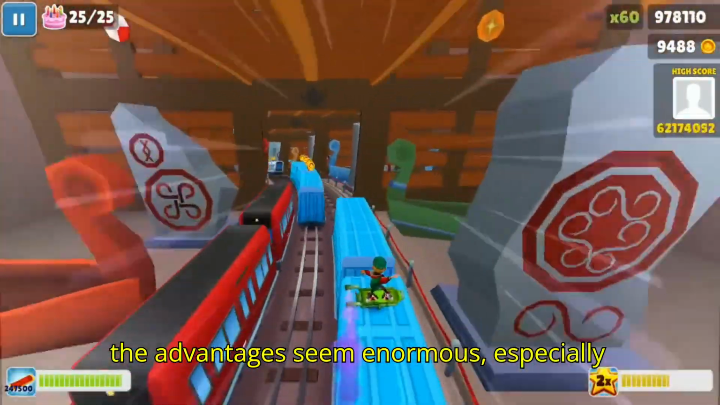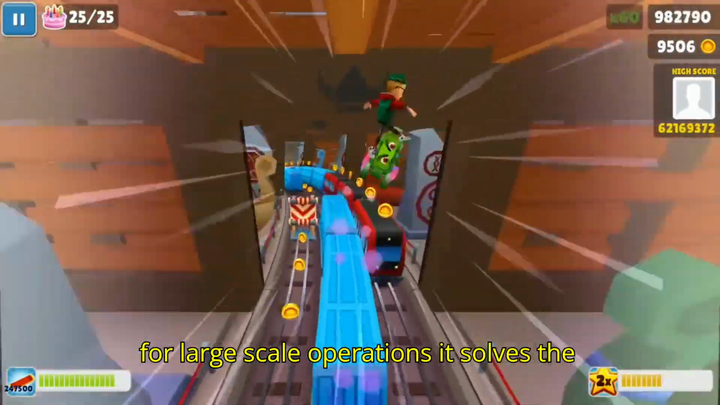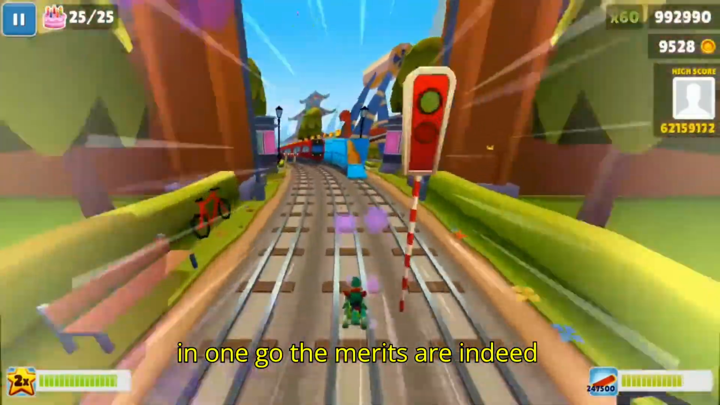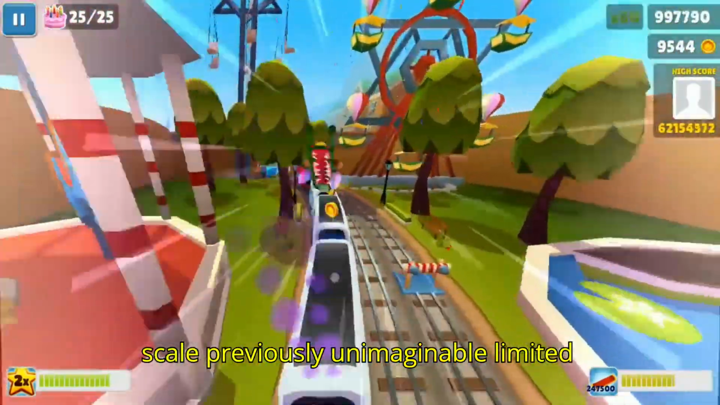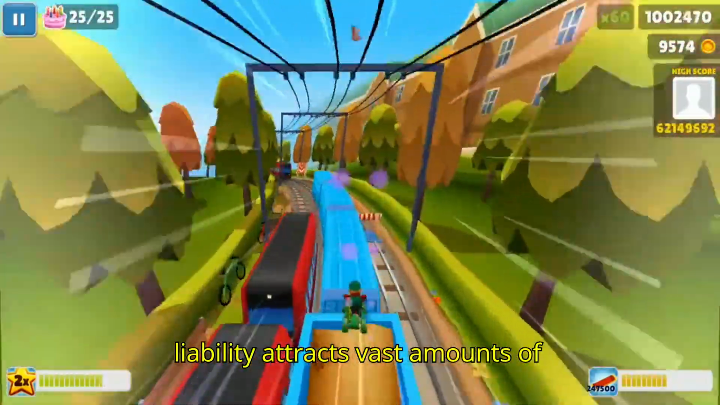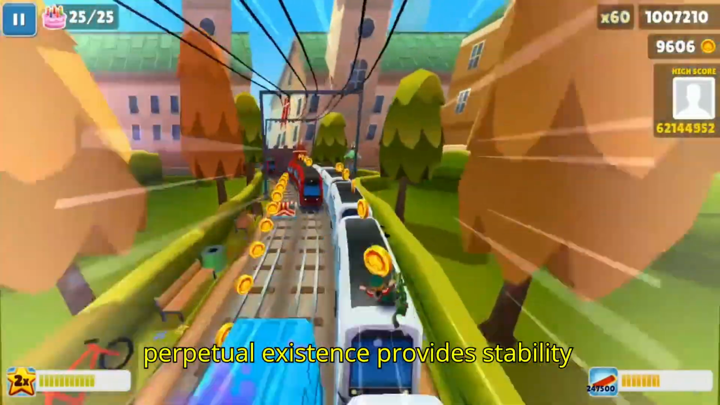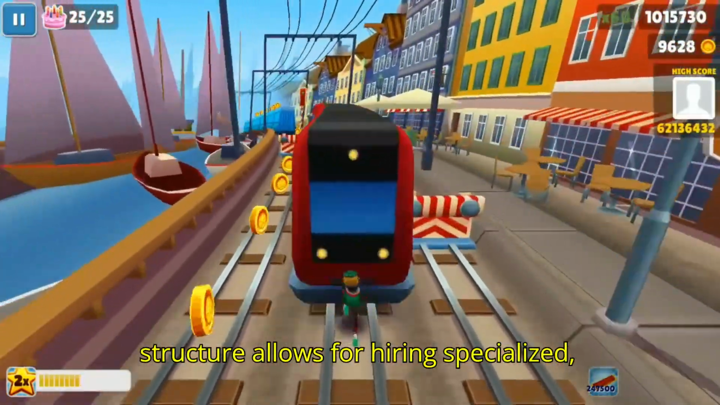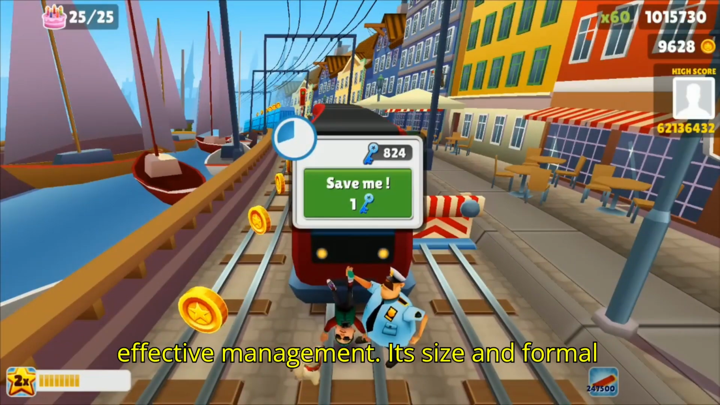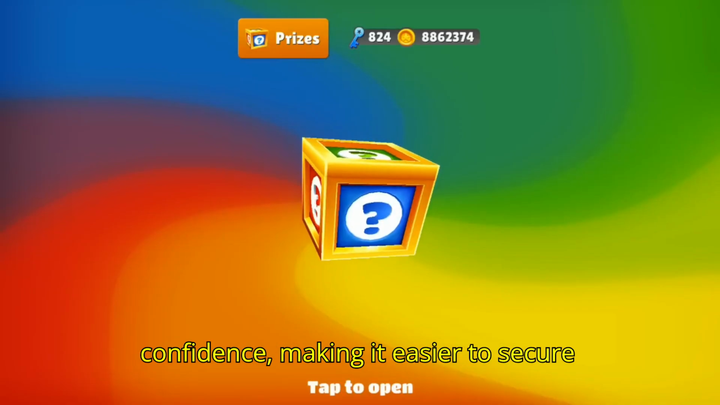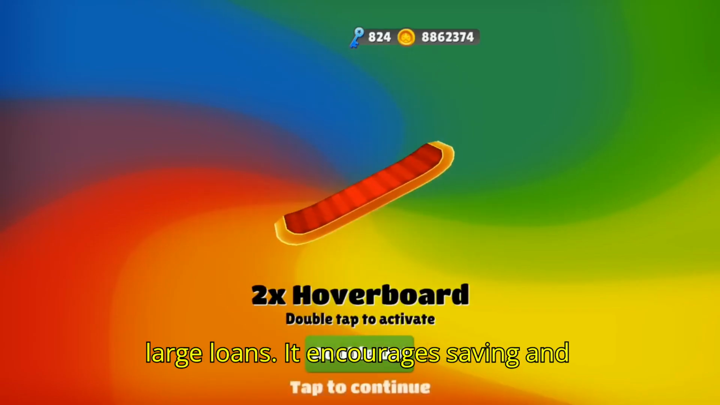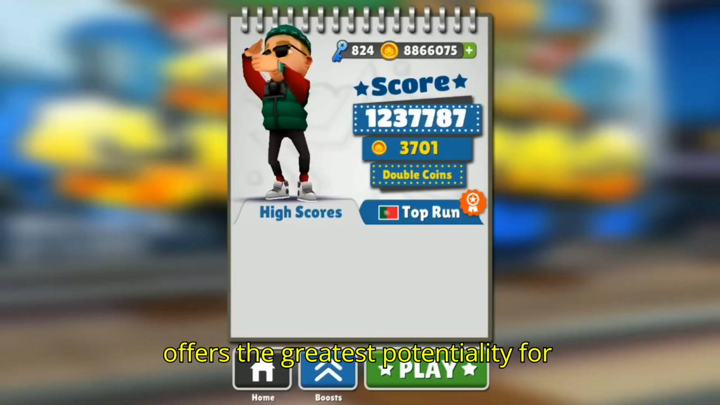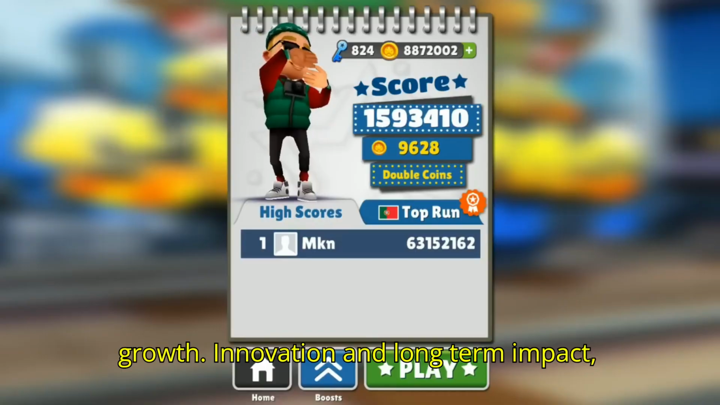Okay, the advantages seem enormous, especially for large-scale operations. It solves the capital problem and the liability problem in one go. The merits are indeed transformative, enabling businesses of a scale previously unimaginable. Limited liability attracts vast amounts of adequate capital from numerous investors. Perpetual existence provides stability and long-term planning horizons. The structure allows for hiring specialized, effective management. Its size and formal structure often give it public confidence, making it easier to secure large loans. It encourages saving and investment across society. In essence, it offers the greatest potentiality for growth, innovation, and long-term impact.